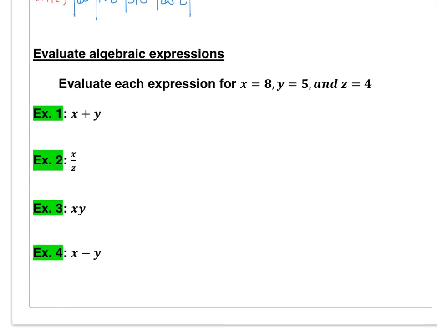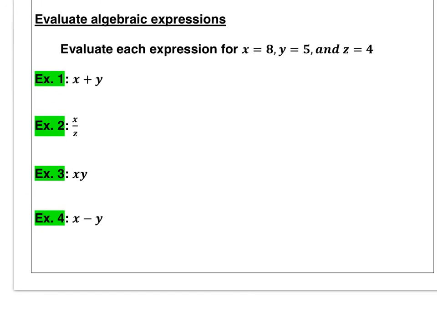Let's look at the last couple of problems here. So this time we're going to evaluate algebraic expressions, and you've been given some values here where x is 8, y is 5, and z is 4. So anytime you come across any one of those variables, you're going to replace them with these values. So in expression 1, instead of x, we're going to put 8 plus, and instead of y, we're going to put 5. 8 plus 5 is 13. So our answer to number 1 is 13.